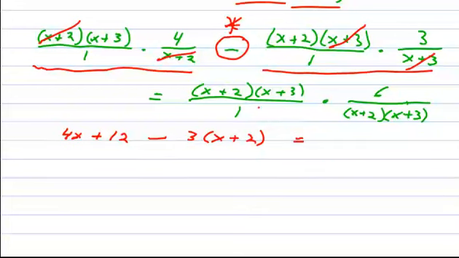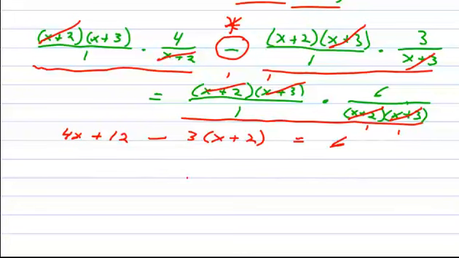Equals, and in this last term here, x plus 2 is in the numerator here and the denominator here. X plus 3 is in the numerator here and the denominator here. And of course we wind up with 1s. And we're left with 6 over 1. So we have 4x plus 12 minus 3x minus 6 equals 6. Let's clean up the left side. 4x minus 3x is just 1x. 12 minus 6 is just 6.